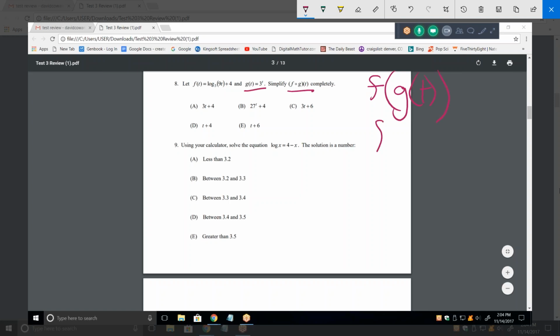So what does this mean? F of what? 3 to the t power. Now we know how to do this. We take whatever's in the parentheses and we substitute it for t in the original f function. So what does that equal?